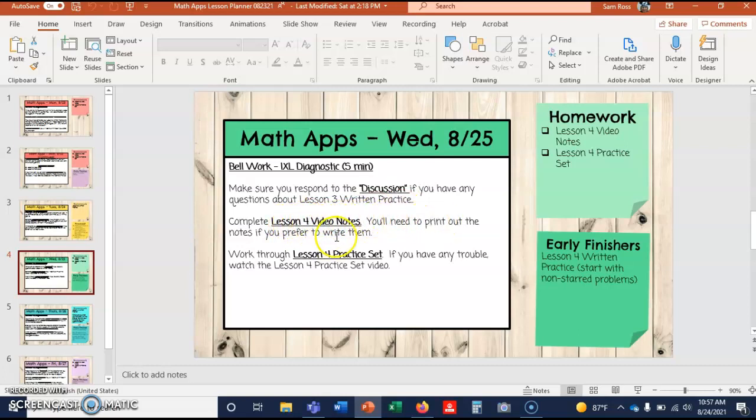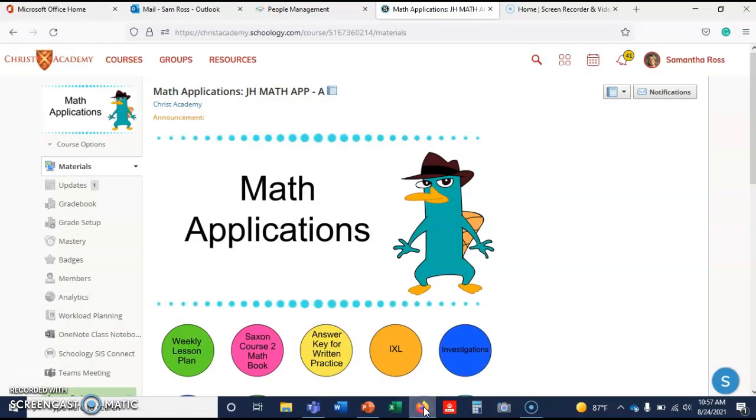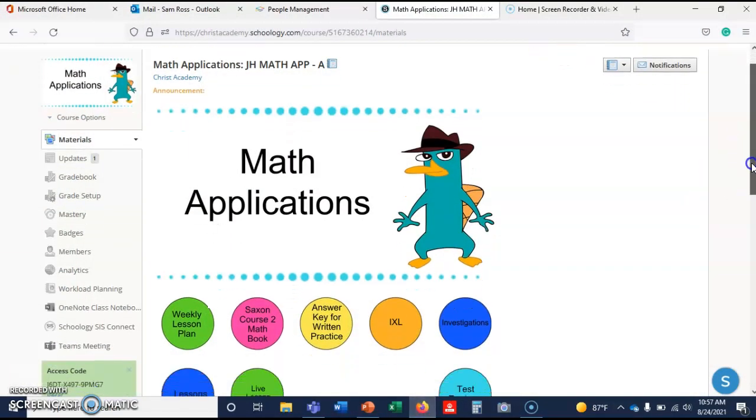And then it says complete the Lesson 4 video notes. You'll need to print those out if you prefer to write them, and then work through the Lesson 4 practice set. So just the practice set part. Not the written practice, it's the practice set, two different things. So your homework is the video notes and the practice set. Of course, I would work through the practice set first, and then I would watch the video if I had any questions. If you do finish early, you can start on the written practice with a non-star. So let's take a look at what that looks like here.